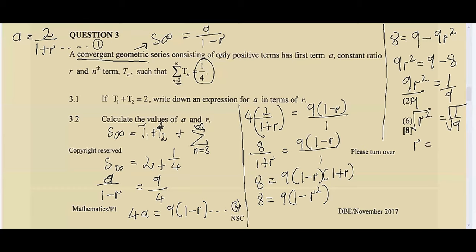But then remember, they said consisting of only positive terms. So if we are only having positive terms, that means our R also needs to be positive. So that means our R equals 1 over 3. But then I'm not done. I should get the value of A as well. So to get the value of A, remember I have equation number 1 here, which is expressed in the form of A. So I can just say A equals 2 over 1 plus R, and where there's R, I just substitute the value 1 over 3. Now it's just a matter of punching all this in your calculator. Then your solution is A equals 3 over 2. Then just like that, you have your values for R and A.